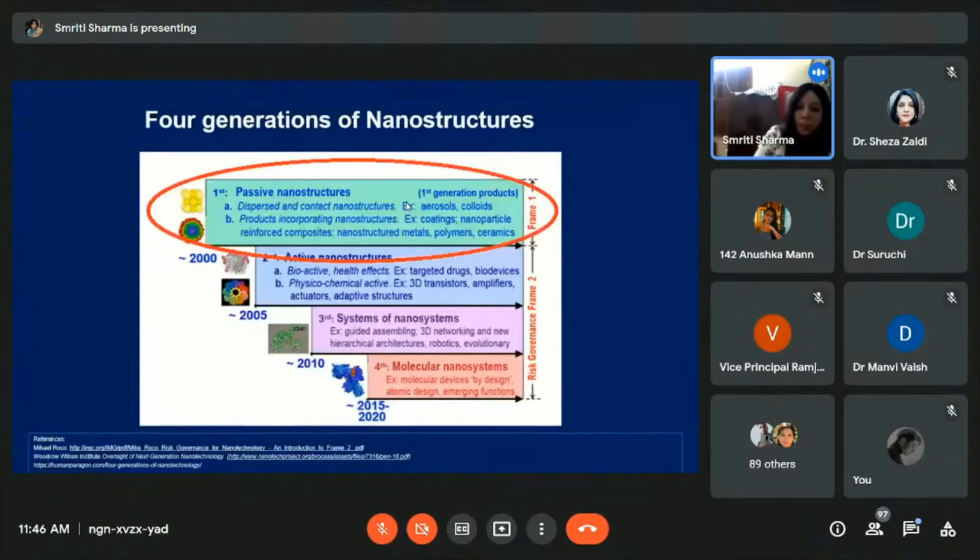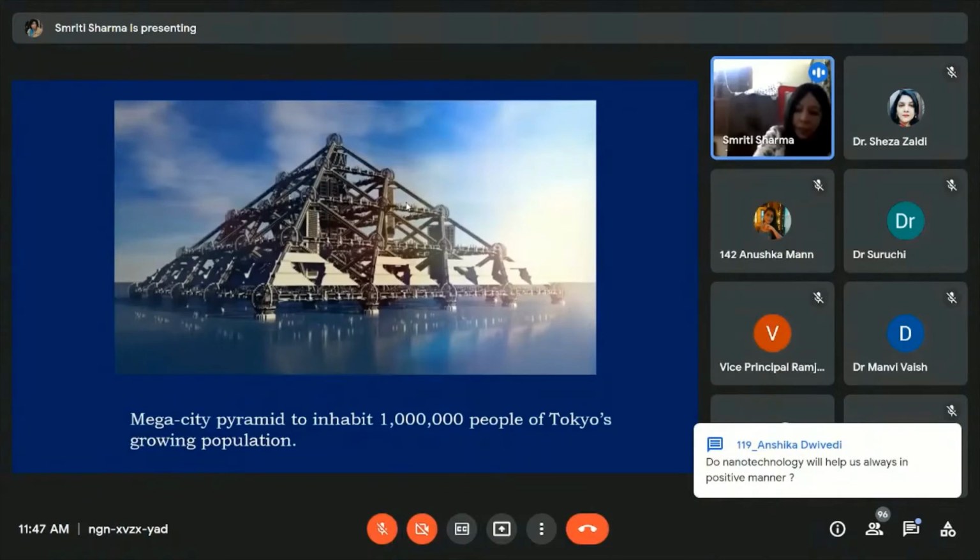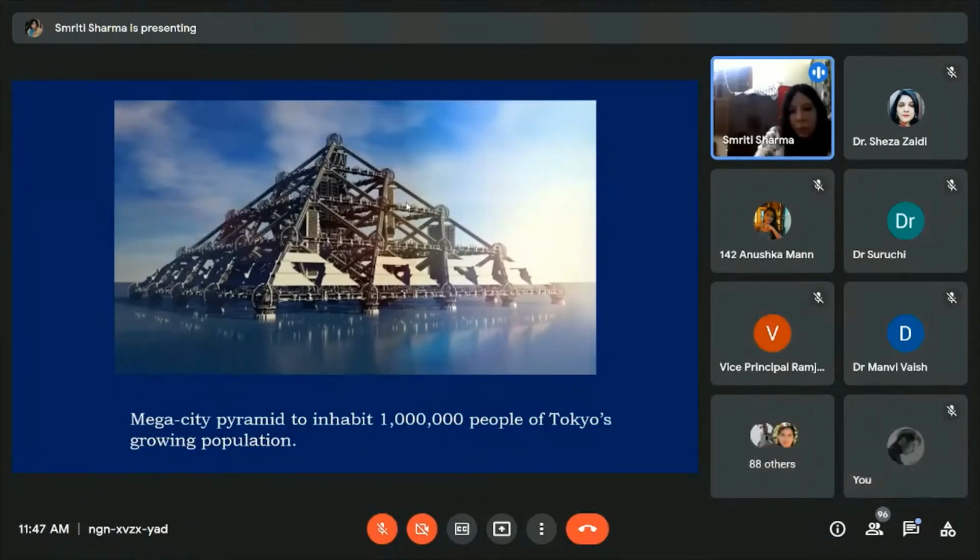And the fourth is molecular nanosystems. Has anyone read the book by Michael Crichton, Prey? It's a science fiction novel. You must know about Jurassic Park and all. Michael Crichton is a very good science fiction writer, and he wrote Jurassic Park, on which the movie was based, and Prey also, which was based on nanorobots.